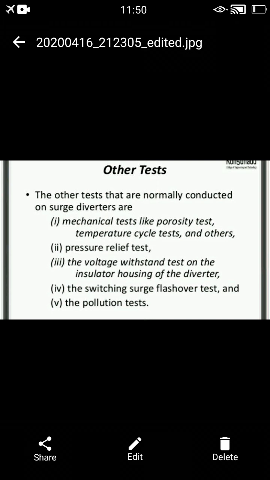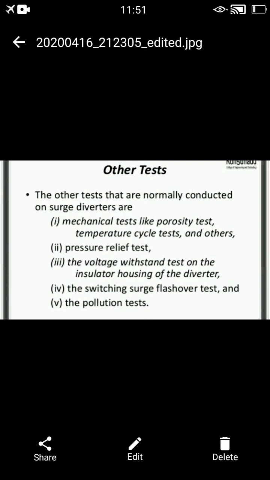So we'll start the next test. These are the other tests which are carried out on surge arrestors. First one is called the mechanical test. In the mechanical test, different tests are carried out. First one is the porosity test. In the porosity test we check the porosity available in a surge diverter. The second is the temperature cycle test, where different cycles of temperatures are applied to the surge diverter, and others. So these are the different mechanical tests.